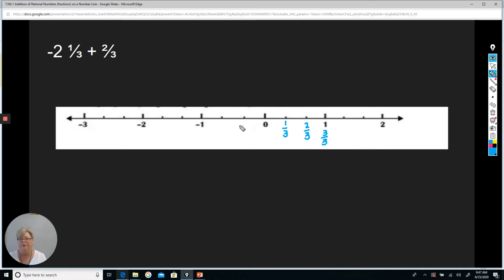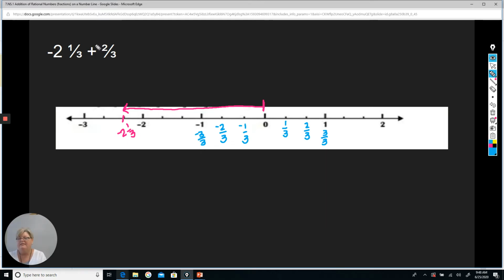Okay, this side right here would be negative 1/3, and this would be negative 2/3, and this would be negative 3/3. And when you divide it, it gives you a -1. So I just wanted to put that out there for you so you can see it. Remember, we're going to start at 0, and we're going to go to -2 1/3. So I'm going to go to -1, -2, and then that would be 1/3 right there. So this is where we are, -2 1/3.